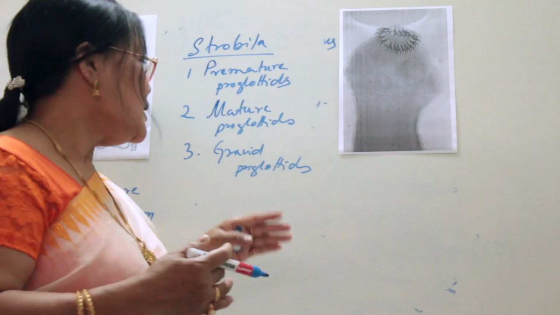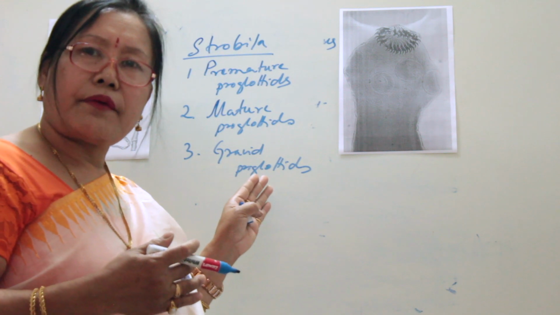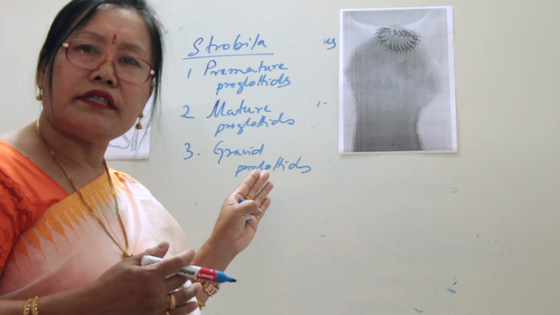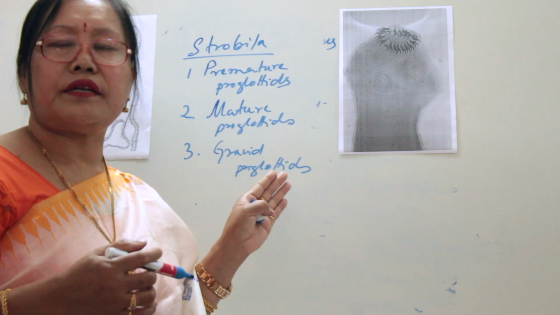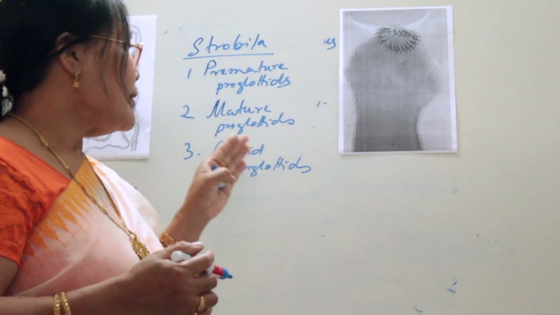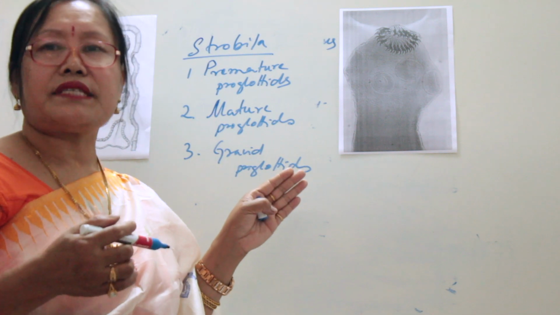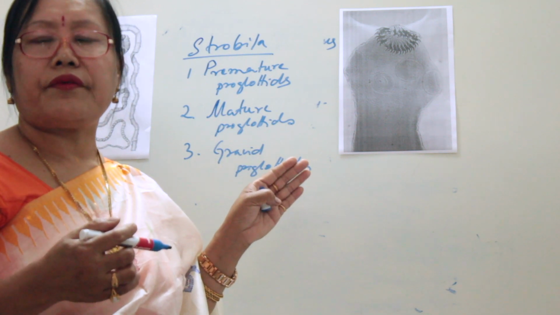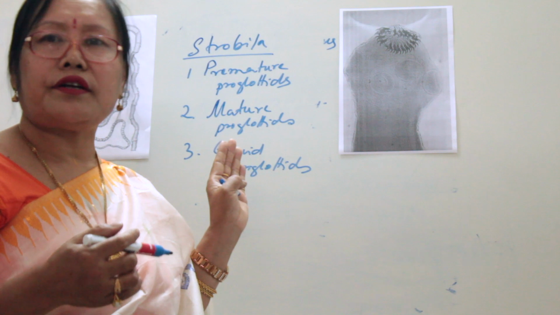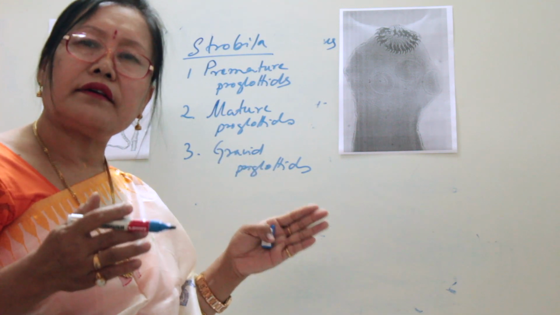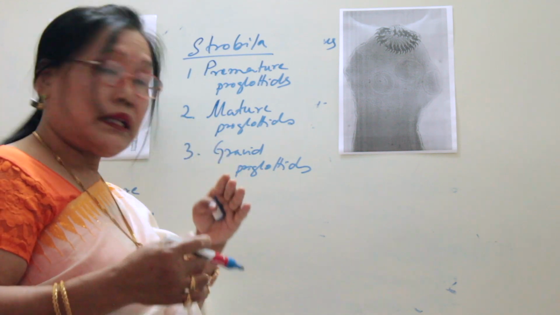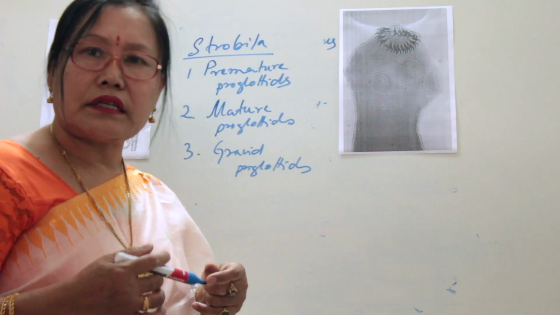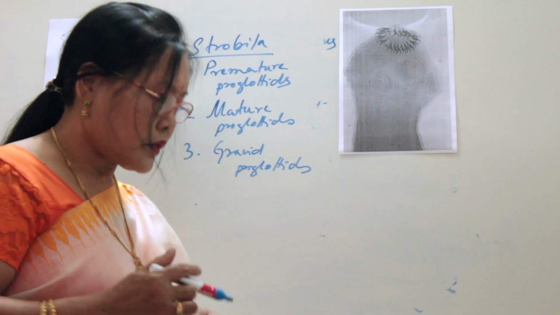When one of the gravid proglottid segments passes out along with the passage of the definitive host, then newly formed segments usually develop at the neck region so that the body length is kept constant. So, these are all about the structure of Taenia solium.